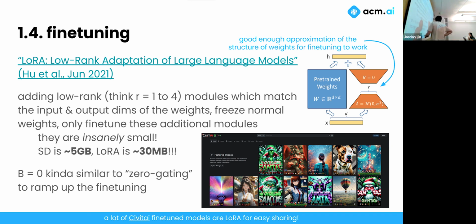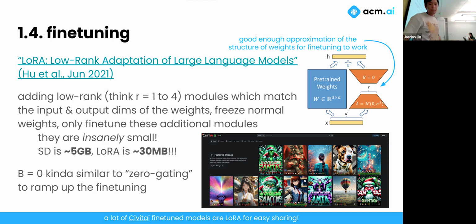And most of these you actually see on Civit AI. B of 0 is kind of similar to zero gating, but the idea is that you have this way to fine-tune the model that's very, very lightweight, and you can just swap these out, put multiple of these in, whatever you want to do.